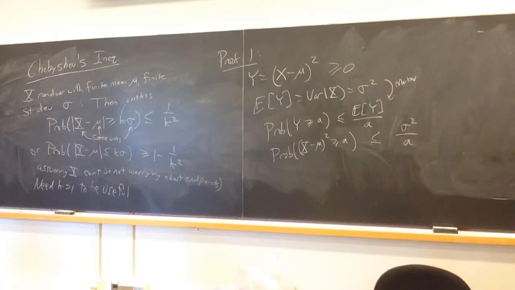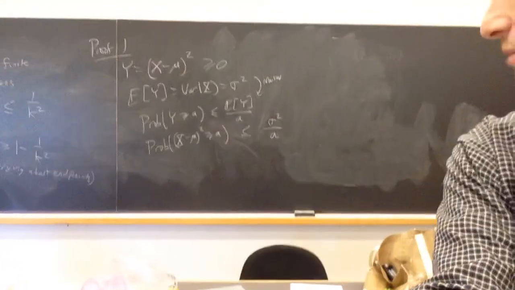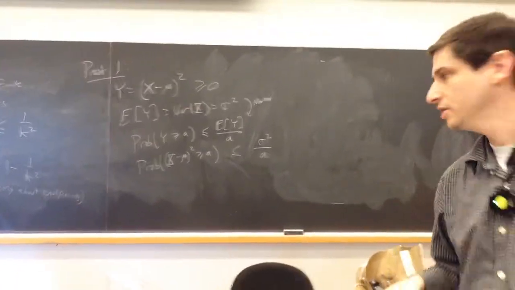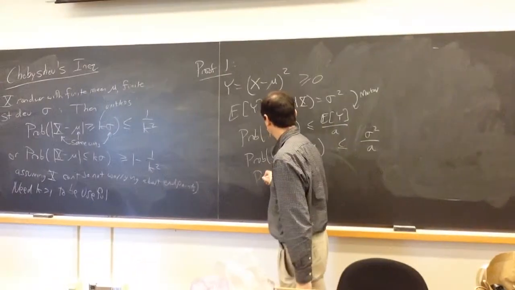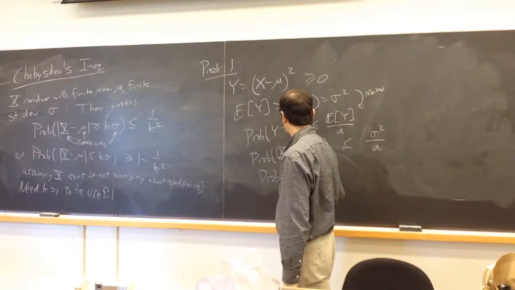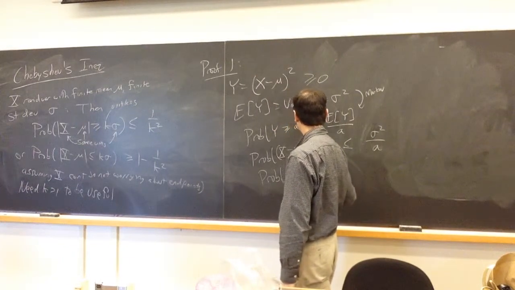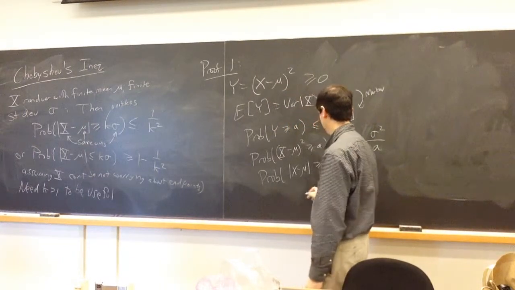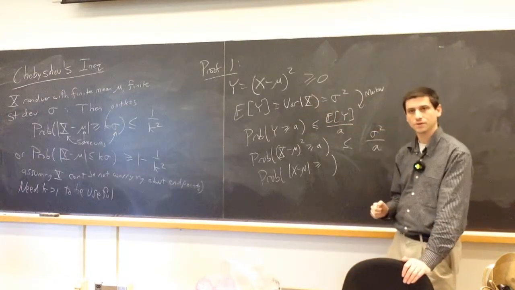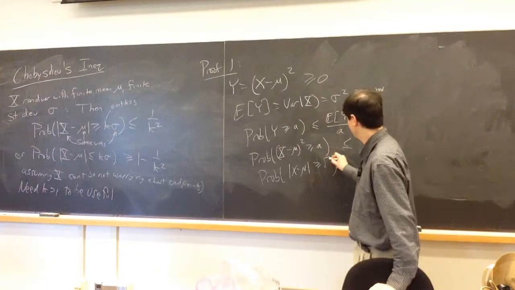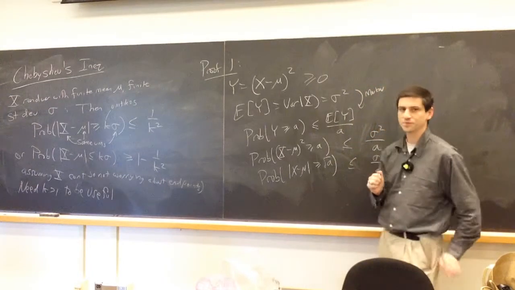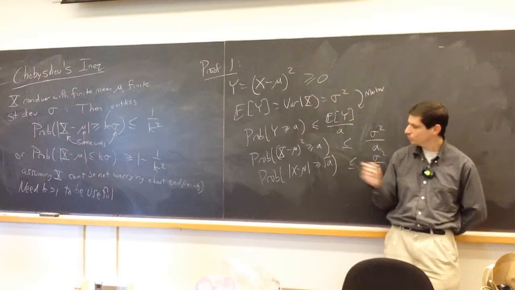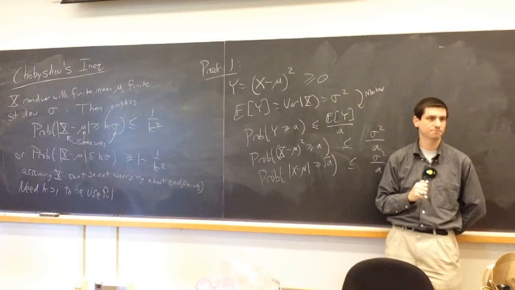Looking at what we have here, we have the probability of (x minus mu) squared. If we have an (x minus mu) squared, this is the same as the probability of the absolute value of x minus mu being greater than or equal to the square root of a, which is less than or equal to sigma squared over a. So all we have to do is figure out what we should take for the square root of a.